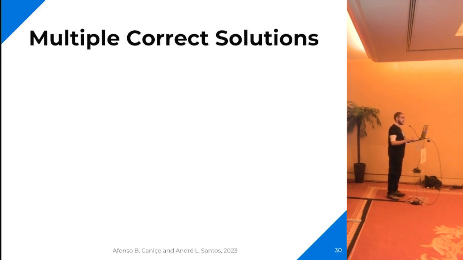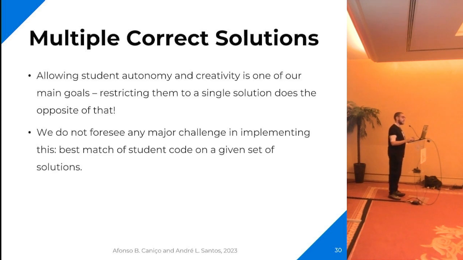Again, I mentioned that this was developed with students in mind, so obviously we want to encourage them to be autonomous and creative. So if we restrict them to a single correct solution, that goes against the exact opposite of that goal. So we want to be able to specify the inclusion of multiple reference solutions, and we don't really think this will be challenging. Just add some annotation that specifies an alternative, then run the student's code against all of them and choose whichever gets the best result. It really doesn't matter there.